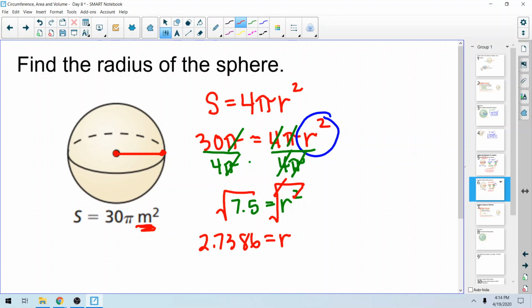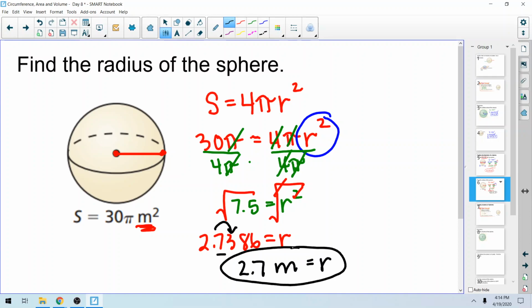And they did not tell us what to round to, so I'm just going to round to the nearest tenth. The 3 tells me to keep my 7 there. So 2.7 meters is your radius. And this time they only wanted the radius, so we don't have to do anything with that. You don't have to double it, you don't have to do anything funny. It's just 2.7.